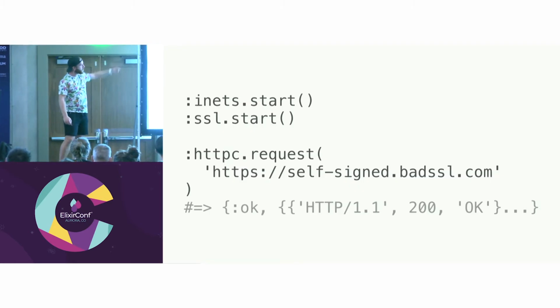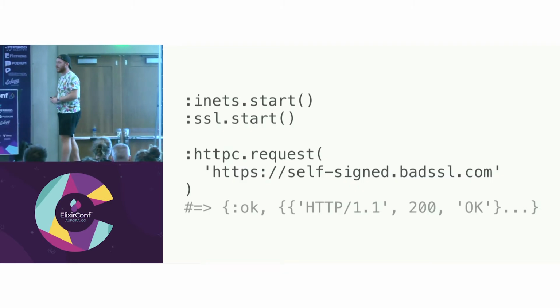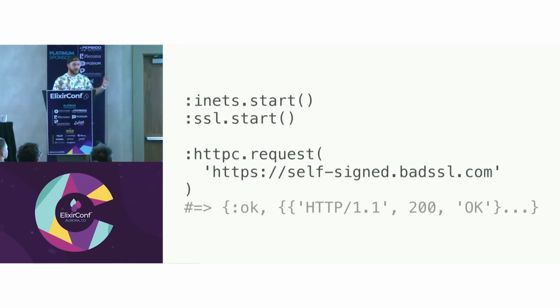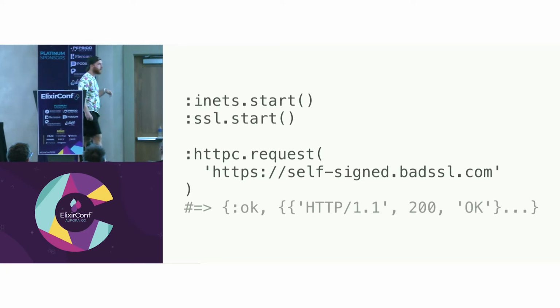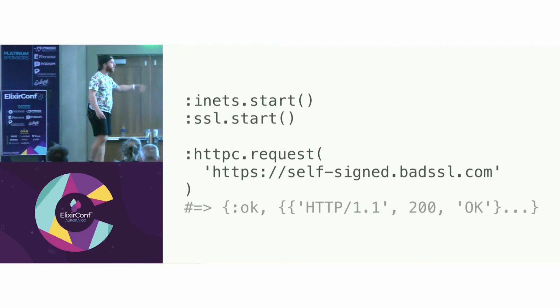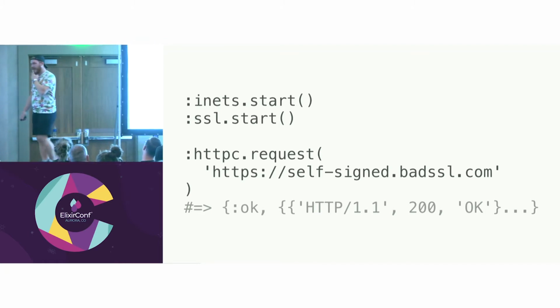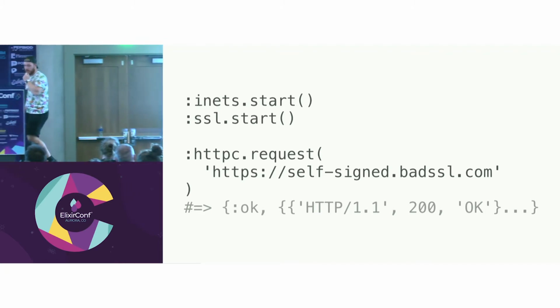And if you look at HTTPC, which is the built-in client in Erlang, and you make a request to this, as you can see, by default, it returns 200 OK. So it fails to fail, right? It should return an error, but it doesn't. It doesn't mean that HTTPC is not secure. It just means that it's not secure by default.